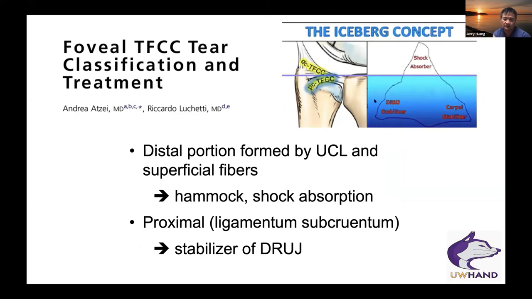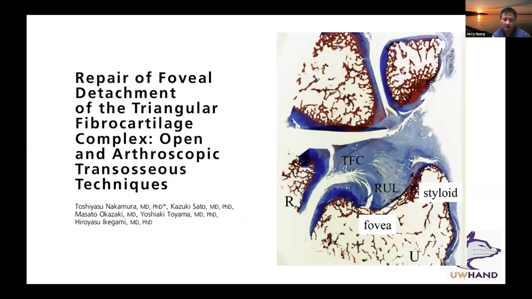So arthroscopically, when we do repair, we're really addressing more the hammock portion with the superficial fibers, not the deep fibers that go into the fovea. Those are the ones you really want to try and stabilize if you're doing any type of surgery. In histology, you really see those fibers diving deep into the ulnar fovea. So if you do repair, I would love to ask the panelists, do you feel like you have to do a big open repair of the entire complex and dive it into the fovea, or can you do repair arthroscopically?